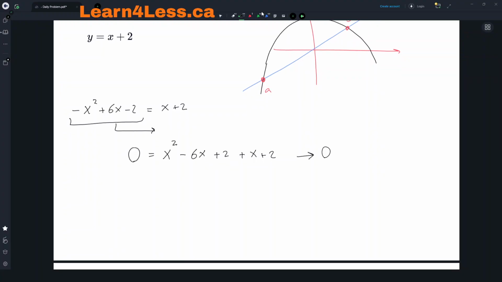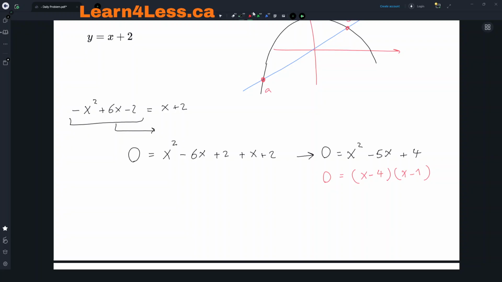So from here, we can say 0 is equal to x squared minus 6x plus x, which overall is minus 5x, and plus 2 plus 2, overall plus 4. Now we can simply factor the right hand side. We are looking for two numbers whose sum is negative 5 and whose product is positive 4. The two numbers are negative 4 and negative 1. So I can write (x minus 4)(x minus 1).